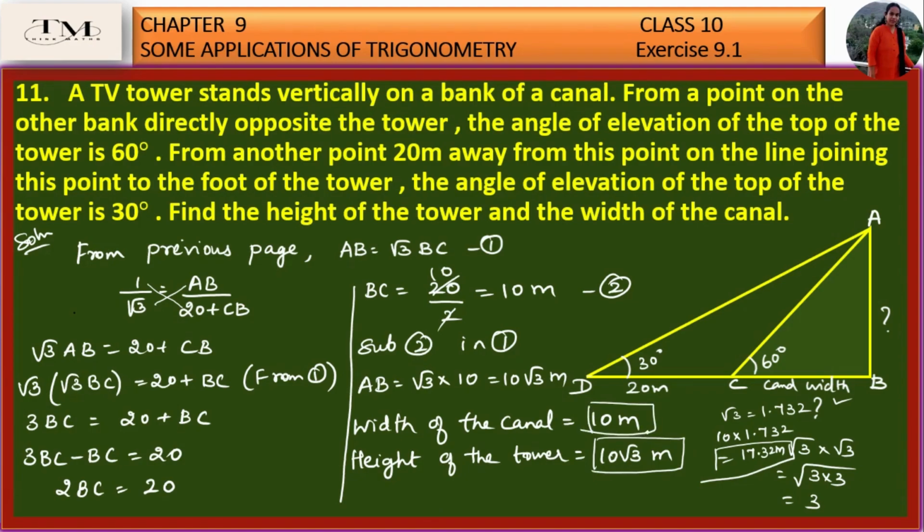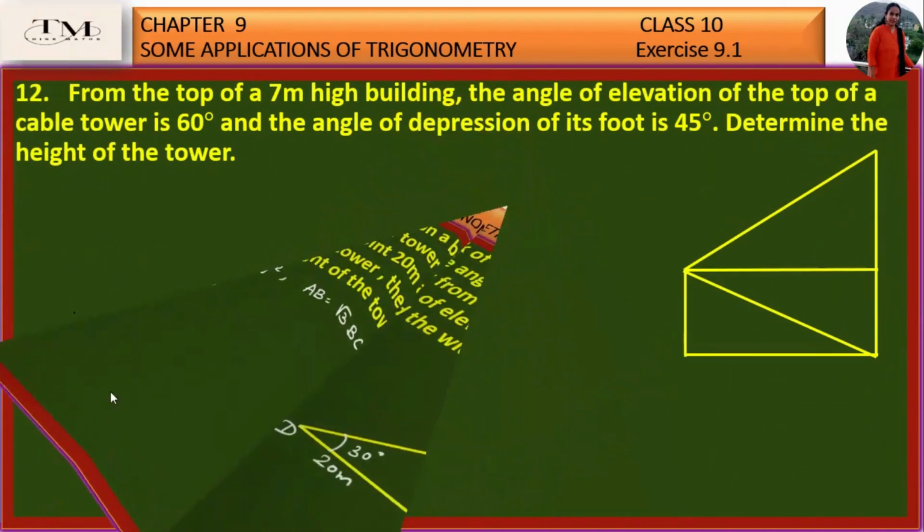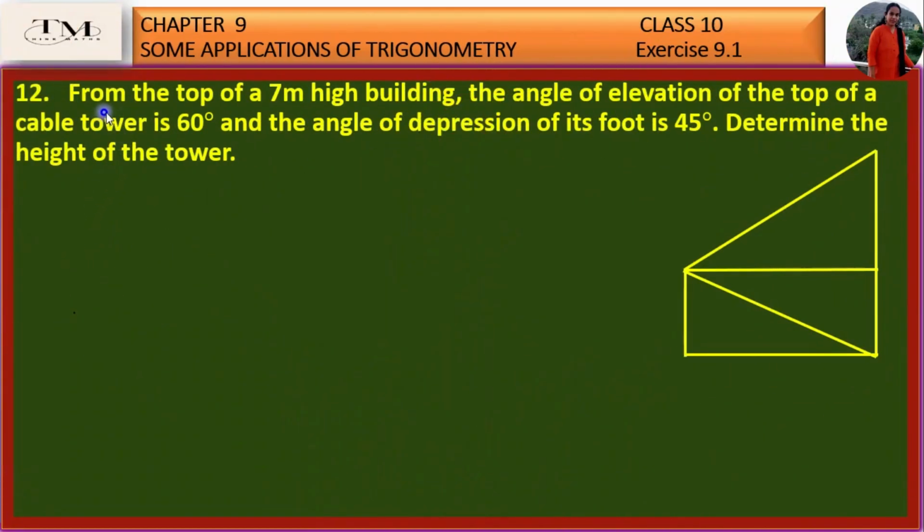Okay children, I hope you can understand. So moving on to the 12th question in the next page. 12th question is, from the top of a 7-meter high building, the angle of elevation of the top of a cable tower is 60 degree and the angle of depression of its foot is 45 degree. Determine the height of the tower. So there are two things, building and tower. So building will be small and tower will be taller. So these two things are given from the top of a 7-meter high building. So the building height is 7 meter.